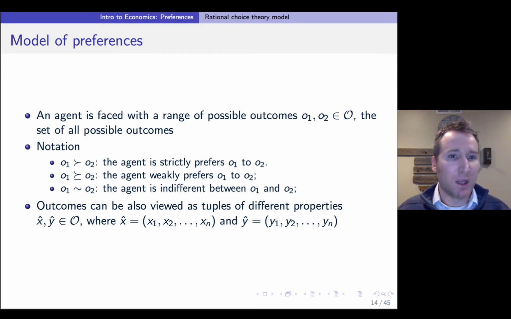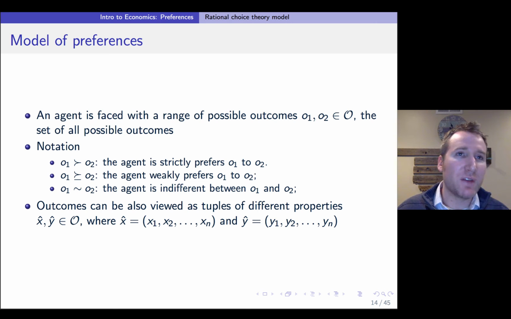So here we go. We have an agent who's faced with a range of possible outcomes, say outcome 1, outcome 2, and they're within the set of all possible outcomes. We'll call that O. And we'll introduce some notation here. You could say that O1 is strictly preferred to O2, so you use that little curly greater than sign. Then you add a little bar underneath if you want to say O1 is weakly preferred to O2. And O1 tilde O2 means the agent is indifferent between these two. Okay.